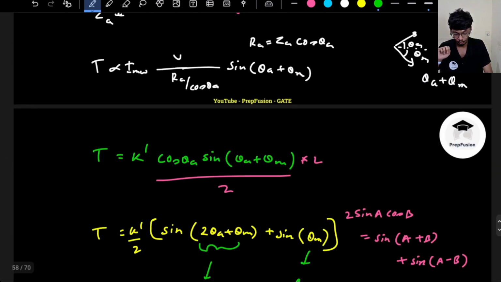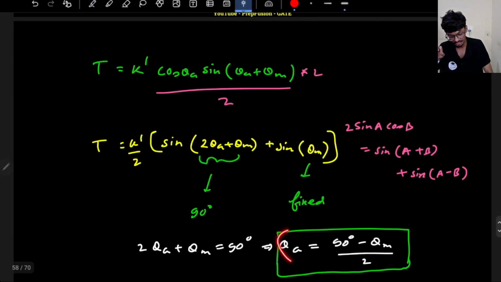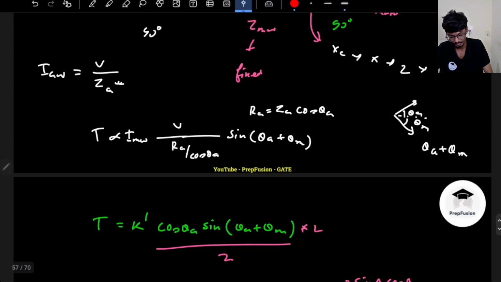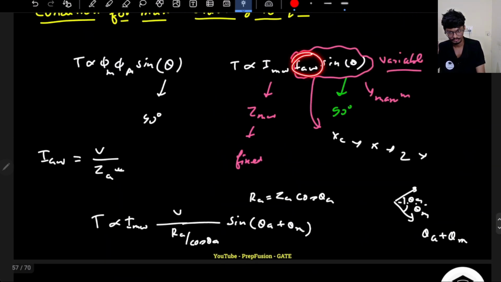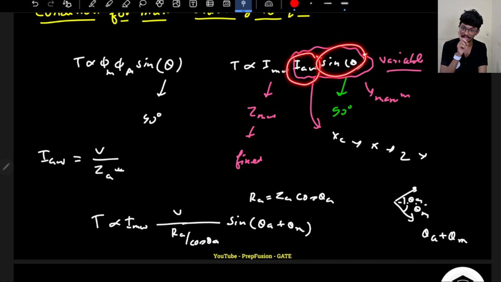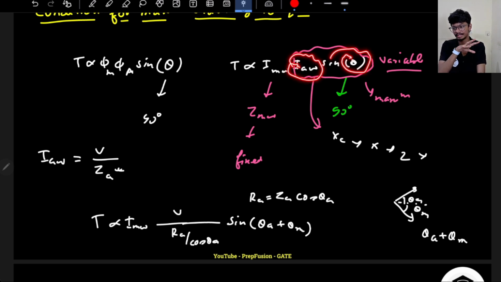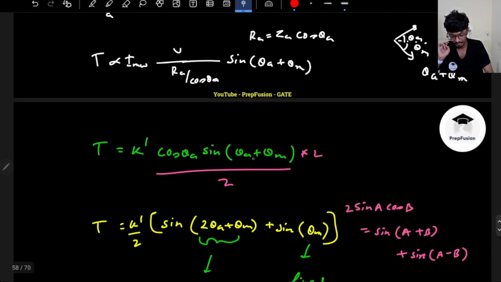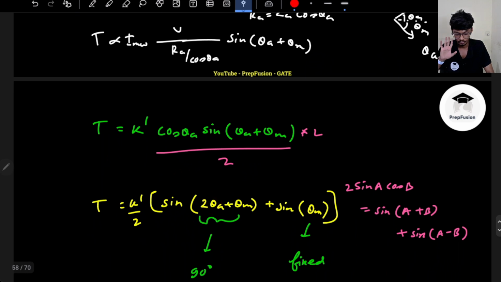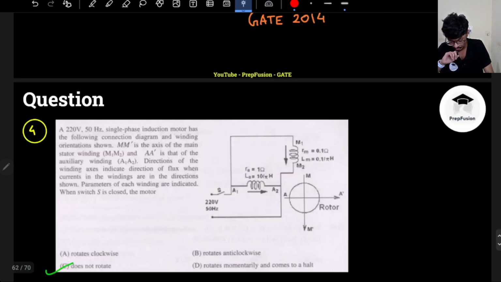Okay, so why is the auxiliary winding angle plus theta m not equal to 90? Because remember, your current is reducing, because your torque is dependent both on the current and the angle. If it was only dependent on the angle, then I would have maximized this value, theta should be equal to 90. But as it is dependent on the current as well, and if I am increasing or reducing xc, the current is changing, then I have to write this in terms of a single variable, that is changing, that is theta a. Okay, now I hope it is clear. So now we will solve this question.